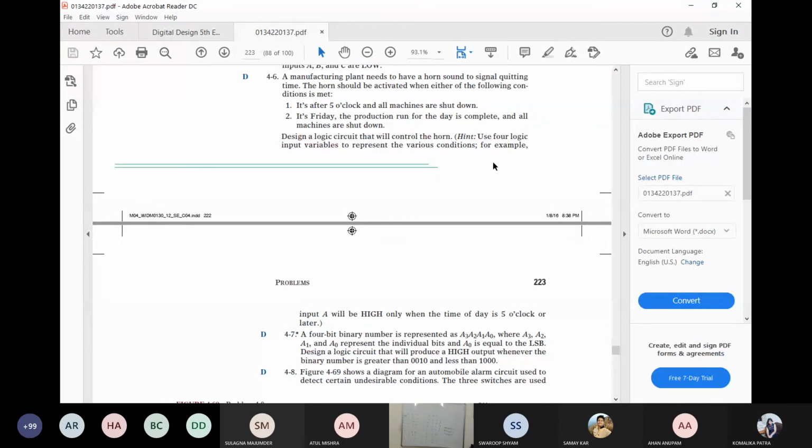Now, since we claim ourselves to be experts of combinational designs. Okay, now let's see. These fellows are working now only. Oh, so sorry, man. There's a lot of disturbance going on. Okay, a manufacturing plant, 4.6 only. Please concentrate on this. A manufacturing plant needs to have a horn sound to signal quitting time. Just concentrate on 4.6. I will go outside and bash this bugger center.